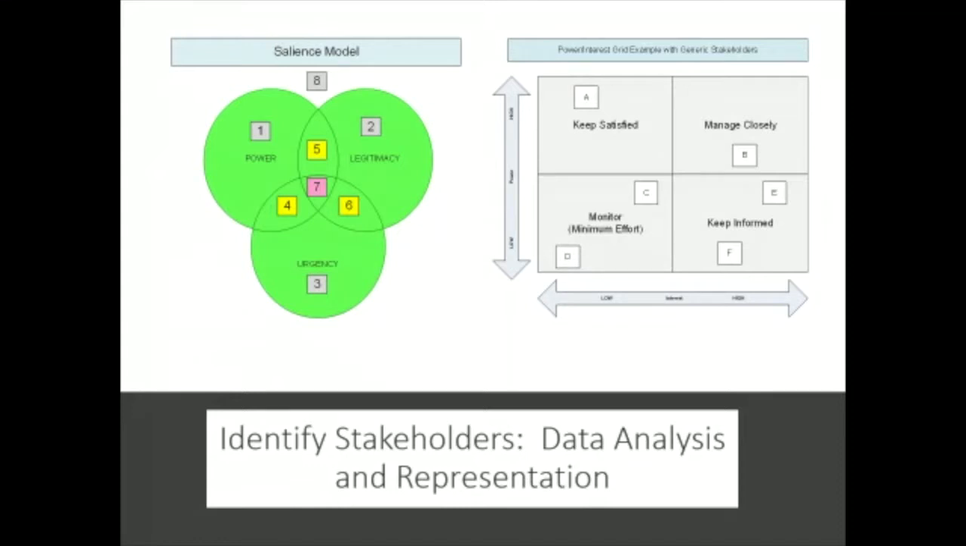According to the salience model, you evaluate individuals, you evaluate stakeholders on three criteria. Number one, their power. What do I mean by power? The power to impact your project negatively or positively. This is an individual who can make a difference, maybe good, maybe bad.